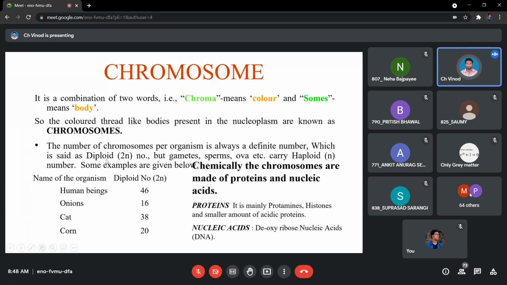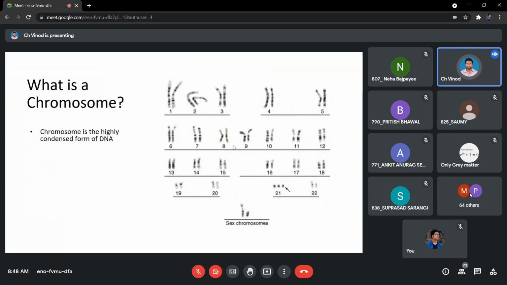Ploidy determines the number of sets, n, of the chromosomes available in that organism. So if you look at the diploid numbers, two sets of chromosomes, human beings have 23 pairs, onions have 8 pairs, cats have 19 pairs, corn has 10 pairs. Okay, chromosome का formation कैसे होता है?